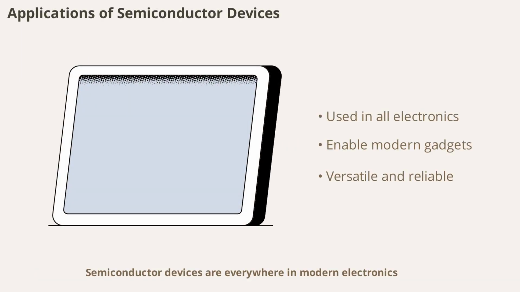Semiconductor devices are everywhere in modern electronics. They are used in computers, smartphones, televisions, and countless other gadgets. Diodes control current flow, transistors amplify signals, LEDs provide lighting, and photodiodes detect light. The versatility and reliability of semiconductor devices have revolutionized technology, making our lives more connected and convenient.